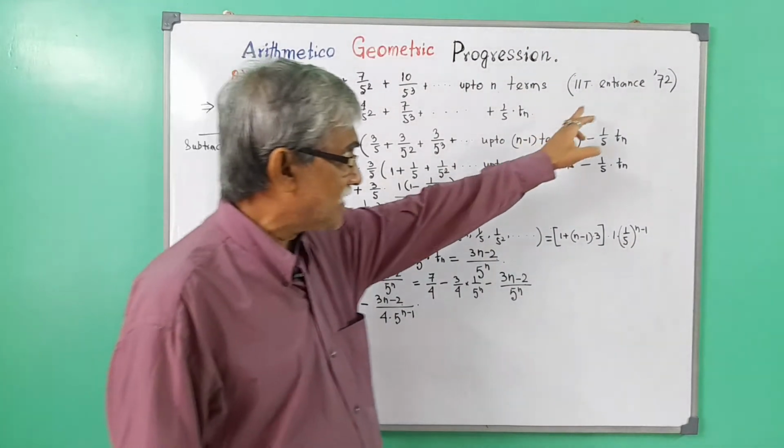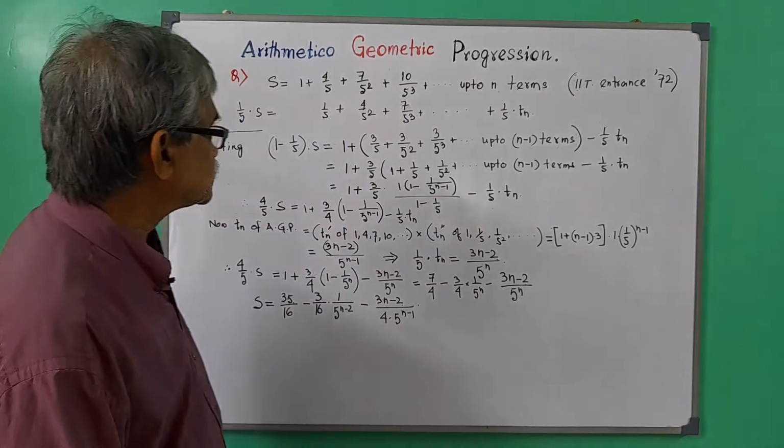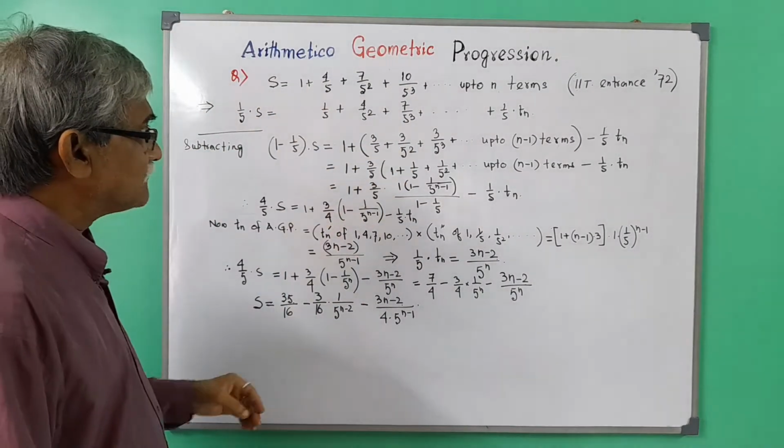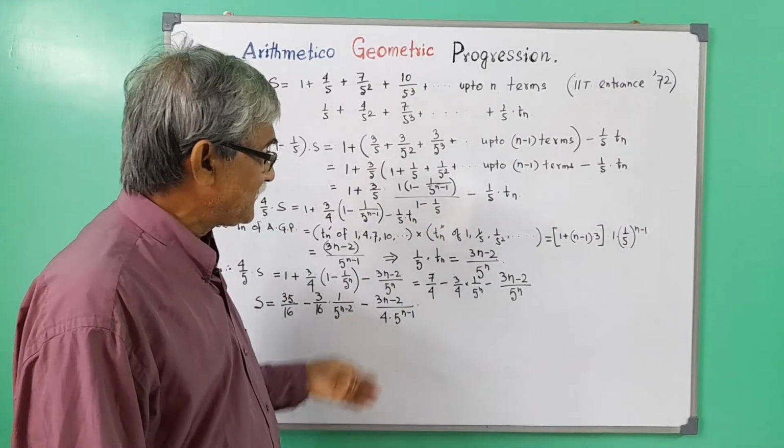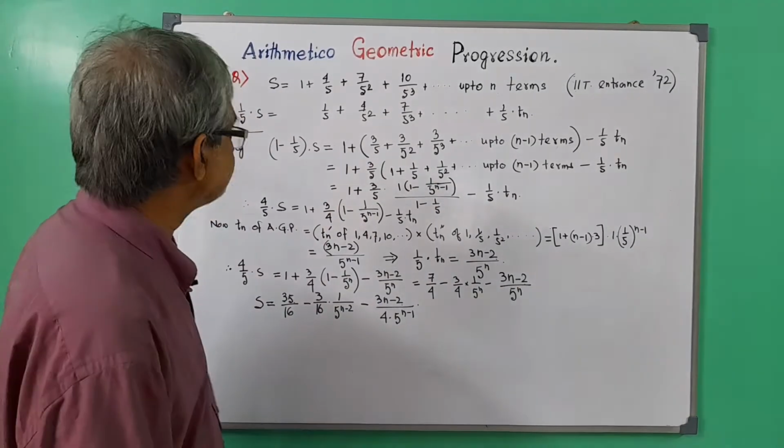Now let's take another example. This is also a sum from the IIT entrance 1972. S equals 1 plus 4 by 5 plus 7 by 5 square plus 10 by 5 cube plus and so on up to n terms.